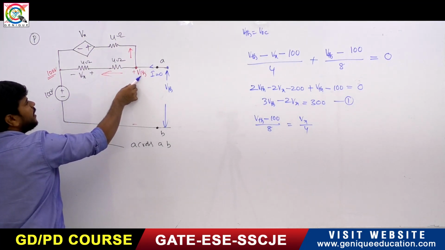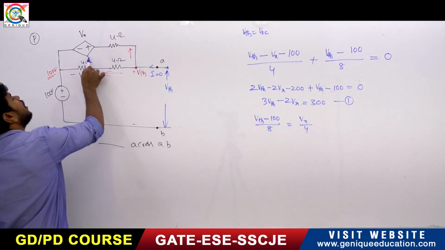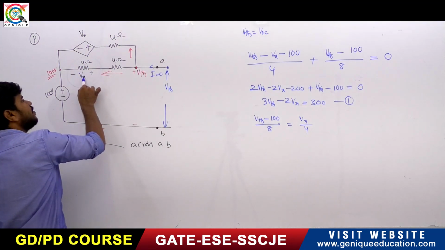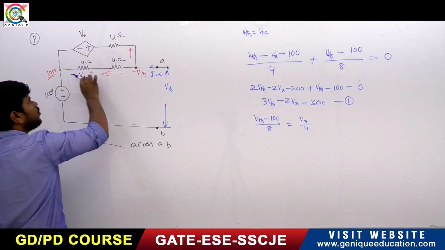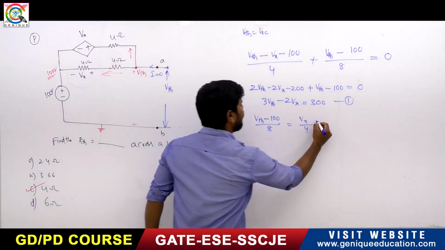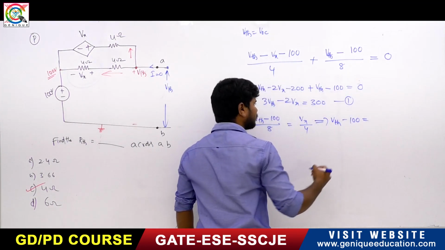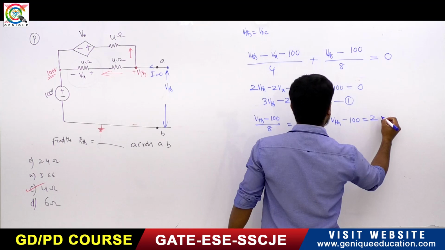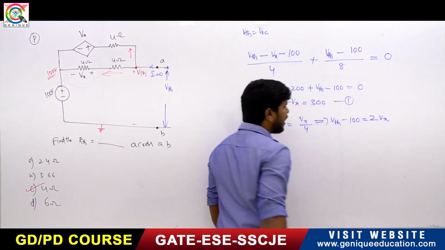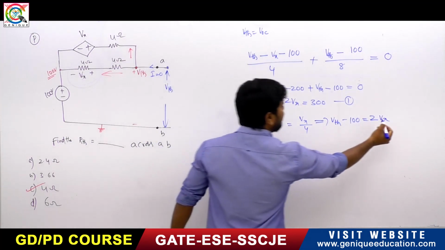What is this current? (VTH minus 100) divided by 8. It is equal to, I know the voltage, Vx. Vx divided by 4 gives you the same current. Right? I can equate these two. So from this, VTH minus 100 is equal to 2Vx. Right? So I can write this 2Vx here. Okay, it is equation 2.